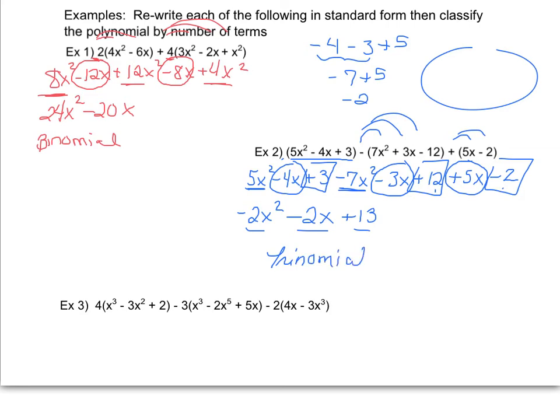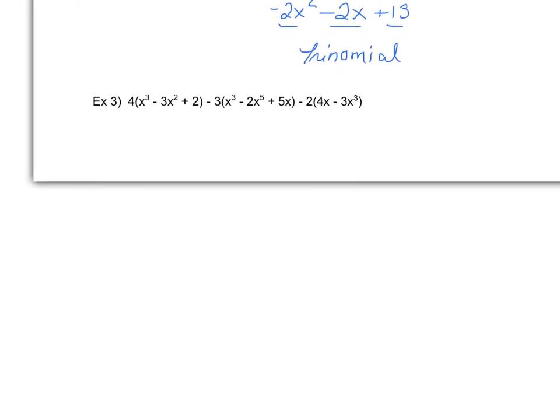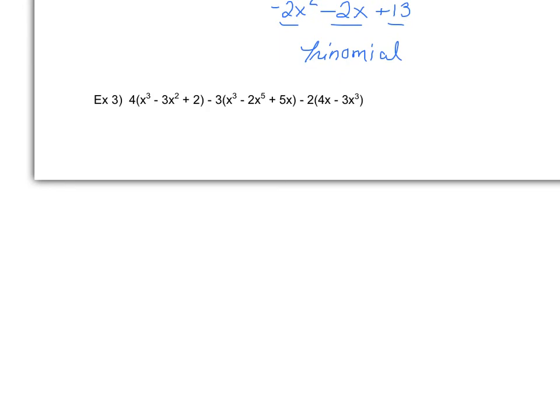And we're going to look at one more example. This would be a great one if you want to try one on your own. So go ahead and pause the video and give it a shot. All right, let's see how you did if you chose to try this one.